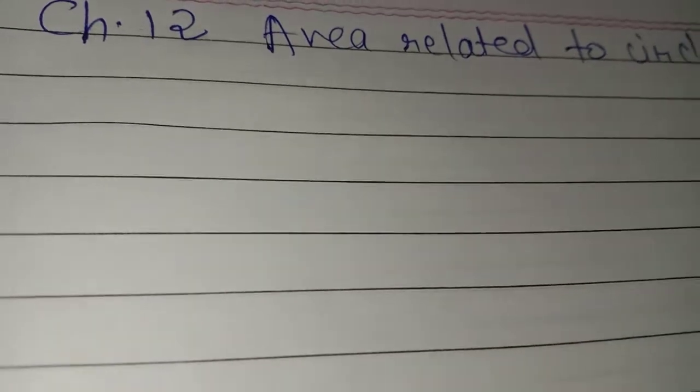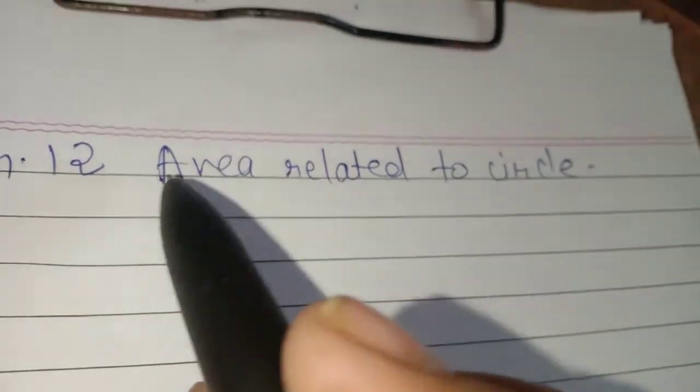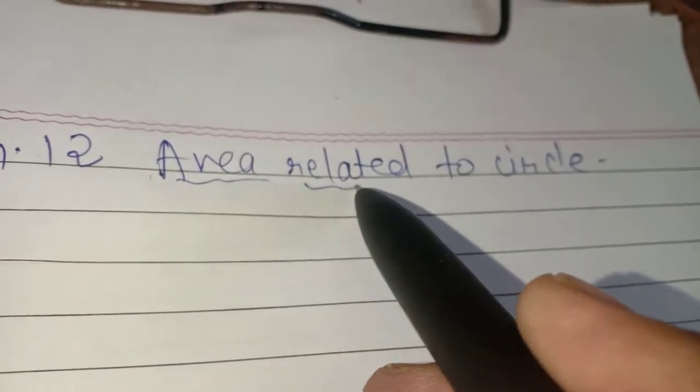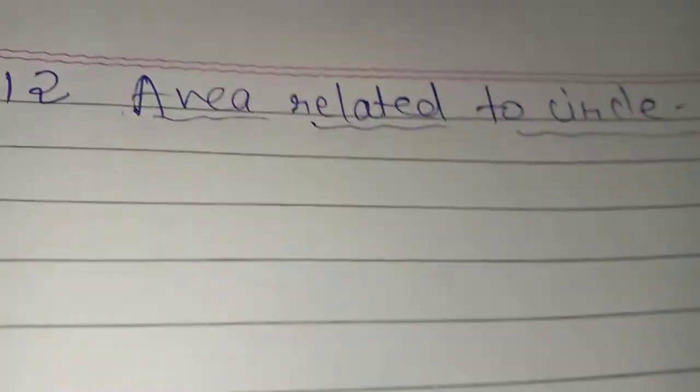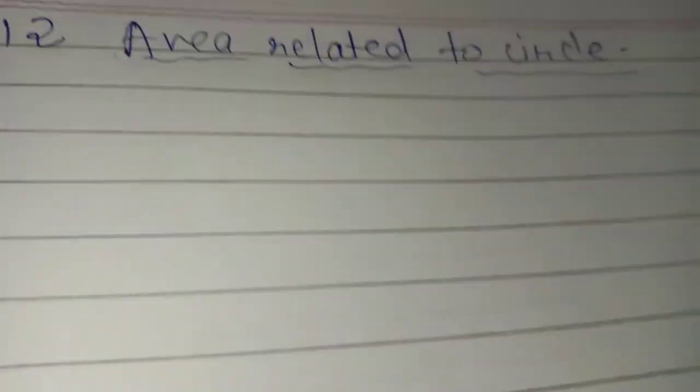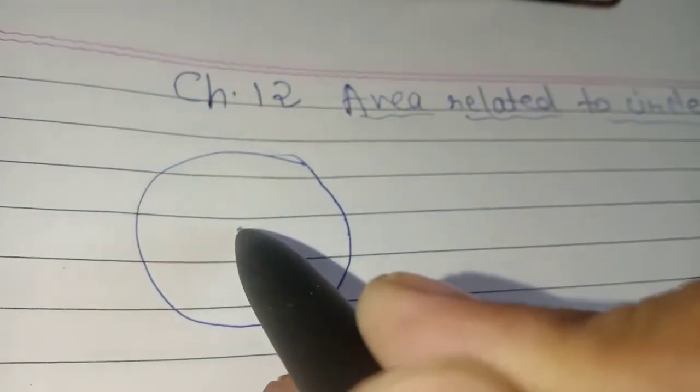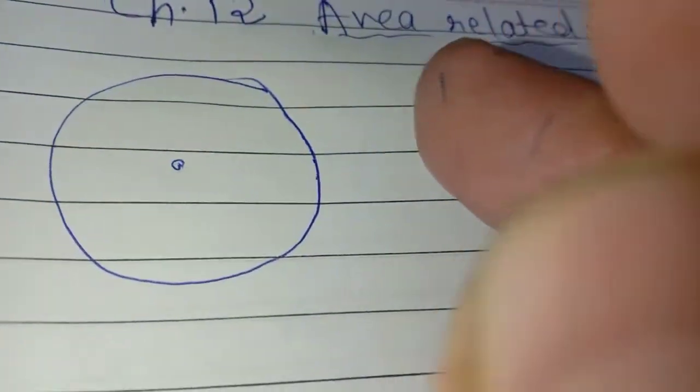Good morning, students. Up to chapter number 10, we have the same related chapter, that is, area related to circles. Now, in chapter number 10, let me remind you what you've done. We've done the introduction of circle, that is, the set of points lying at a fixed distance from a given point.